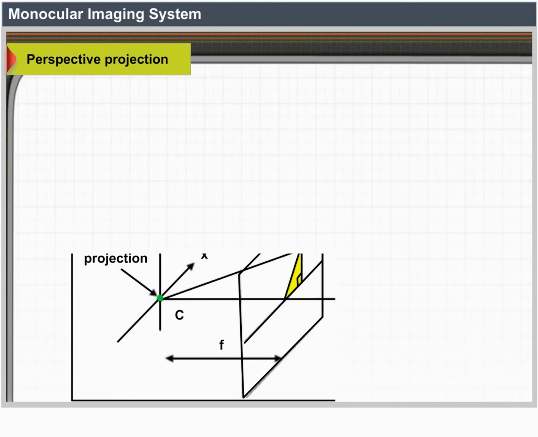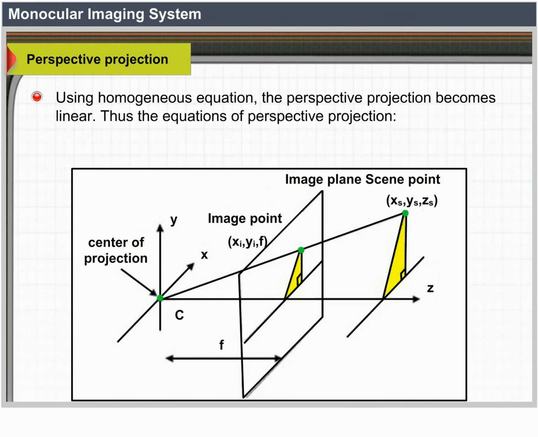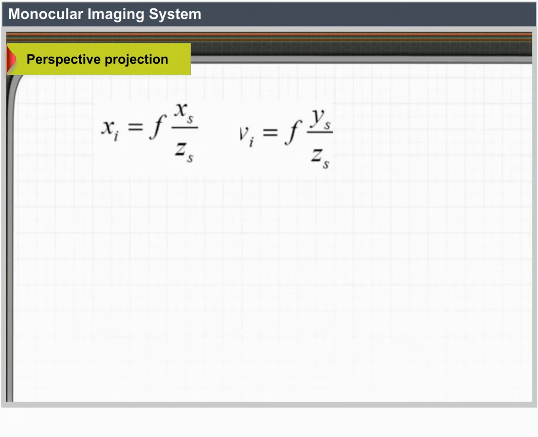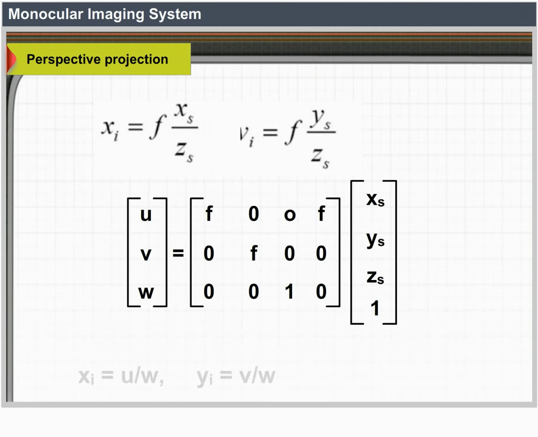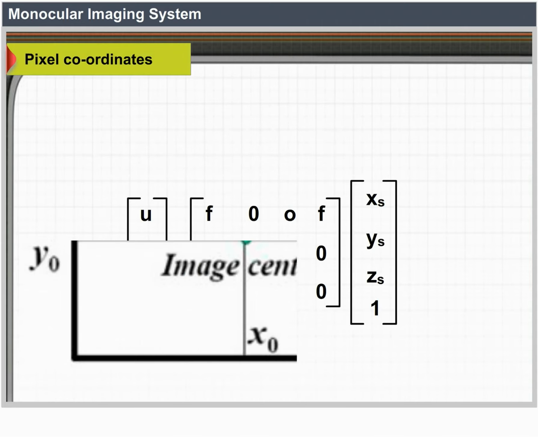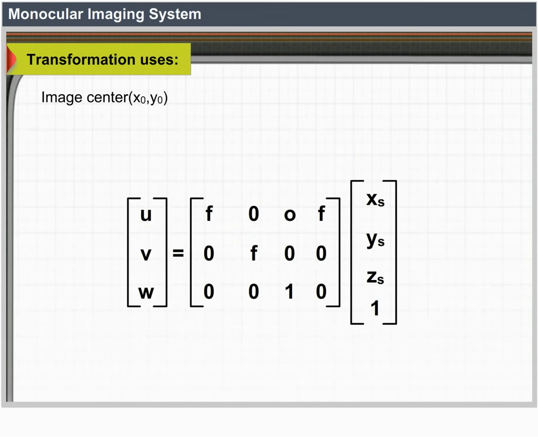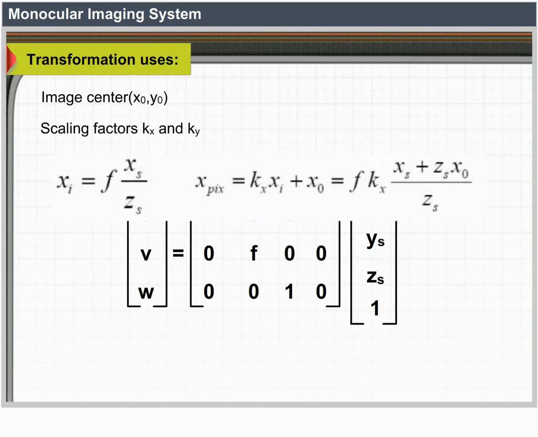Perspective projection. Using homogeneous coordinates, the perspective projection becomes linear. Thus, the equations of perspective projection with center of projection C are represented in the diagram attached and the matrix. Pixel coordinates. The transformation uses the image center x0, y0 and scaling factors kx and ky. Please refer to the pixel coordinates matrix shown on screen.